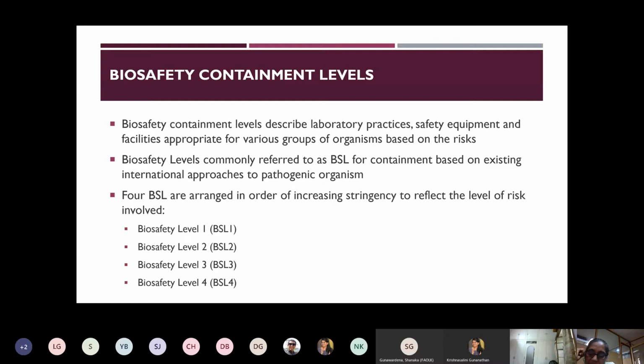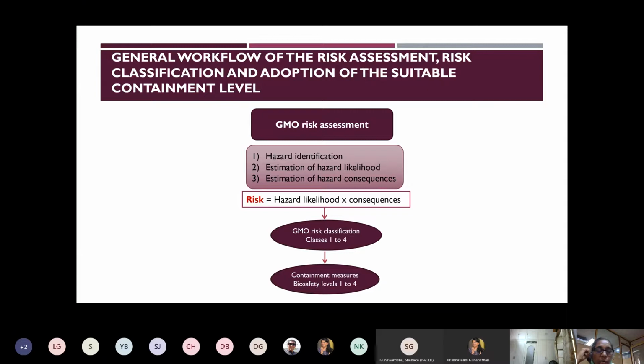I will repeat this through a flow diagram: what is the workflow, and how do you come to identify the suitable level? As I mentioned, we start with risk assessment, hazard identification, estimation of hazard likelihood, and estimation of hazard consequences. Then likelihood times consequences will help me determine which class of GMOs it belongs to. Once I have identified the class of my GMO, the containment measures will come, which is biosafety level 1 to 4. So first you classify your organism, and then adopt the suitable containment level.